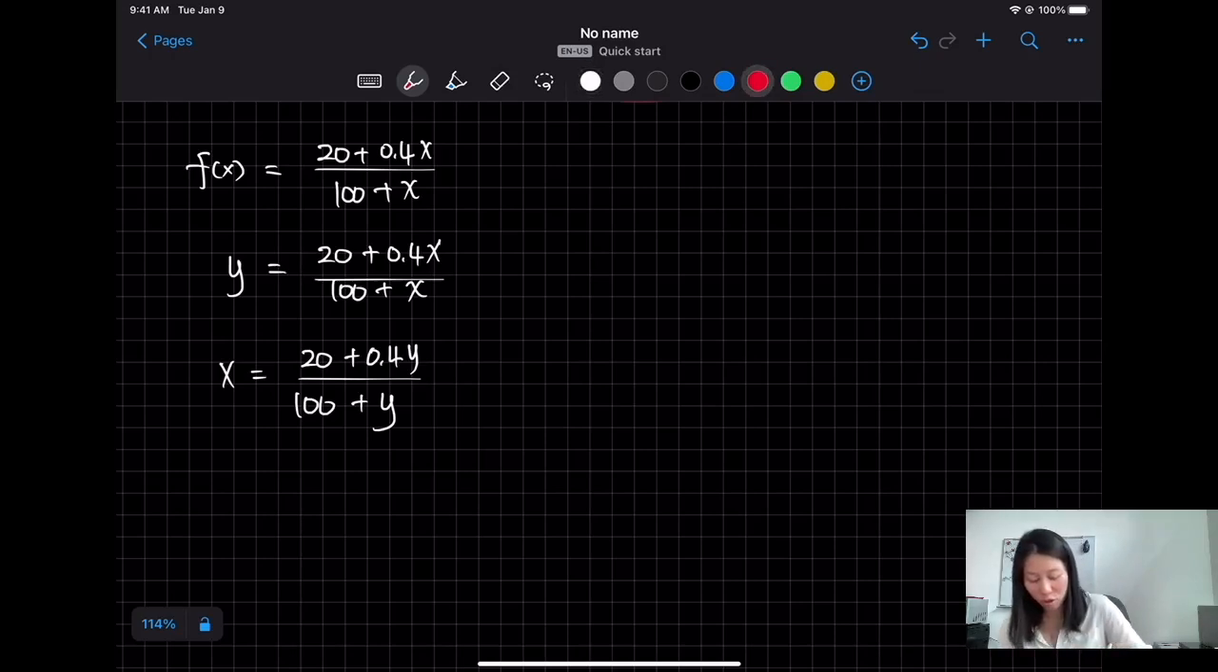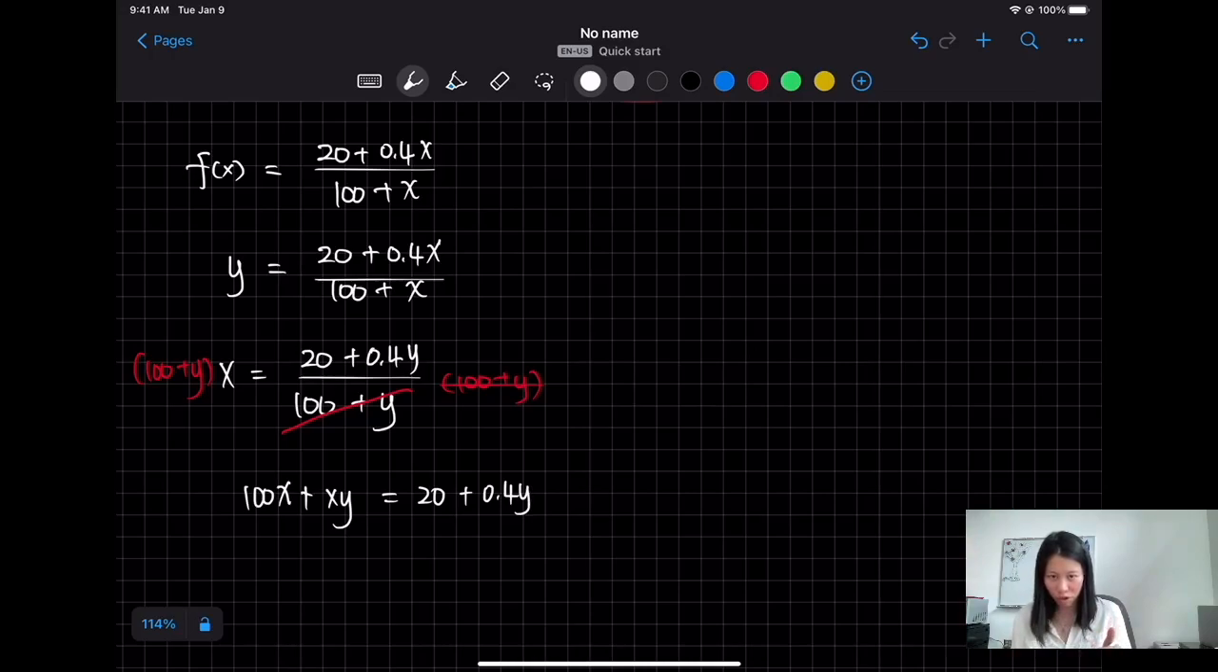What you would do is multiply the denominator on both sides. So the denominator cancels. Okay, so now the next step is I distribute the x inside. So I have 100x plus xy equals 20 plus 0.4y. Again, you merge all the terms with y on one side and the terms without y on the other side.